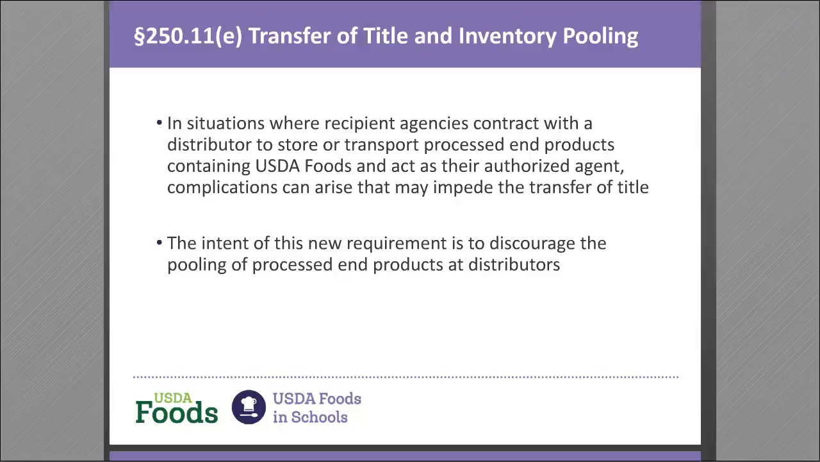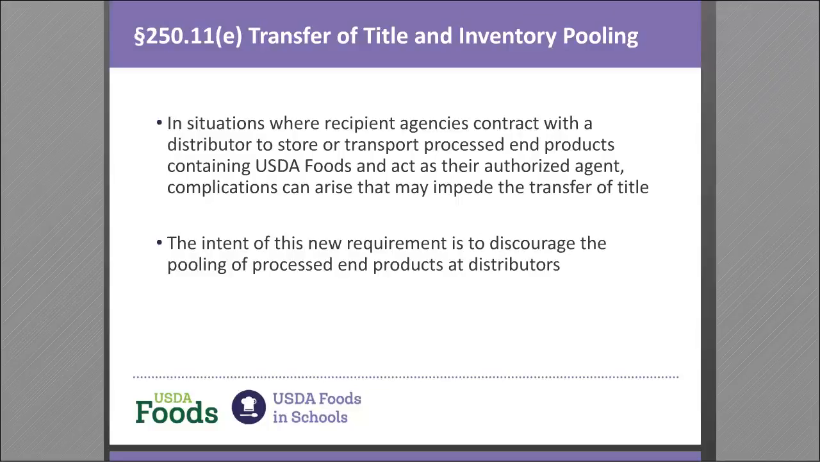At the same time, processors were required to maintain a bond for the value of USDA foods at distributors. In situations where recipient agencies contract with a distributor to store and/or transport processed end products containing USDA foods and act as their authorized agent, complications can arise that may impede the smooth transfer of title.